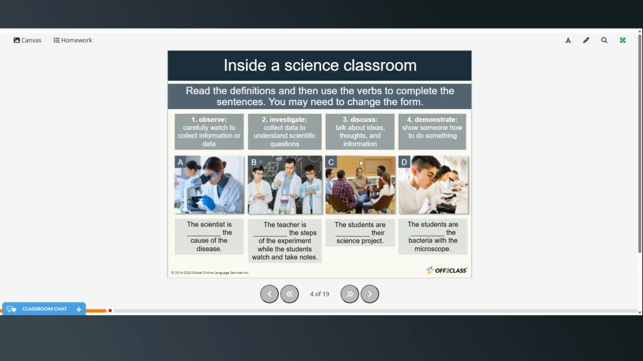All right, so I'll just read these first. Observe, to carefully watch, to collect information or data. Investigate, collect data to understand scientific questions. Discuss, talk about ideas, thoughts, and information. And demonstrate, to show how to do something.